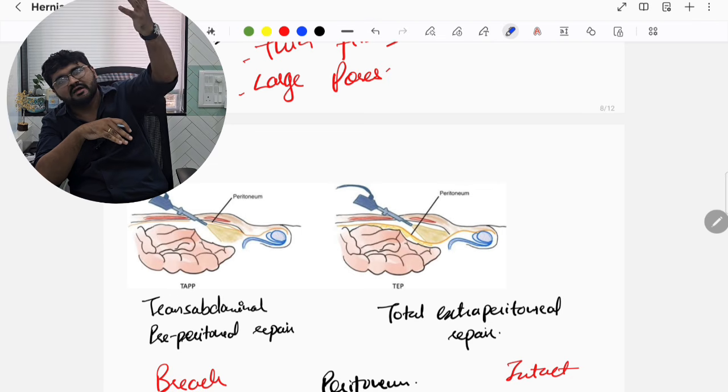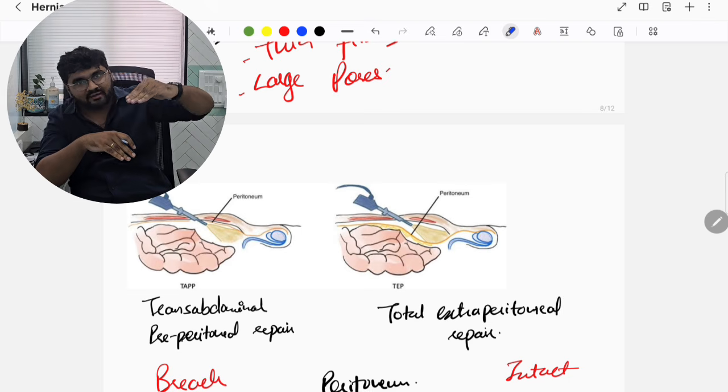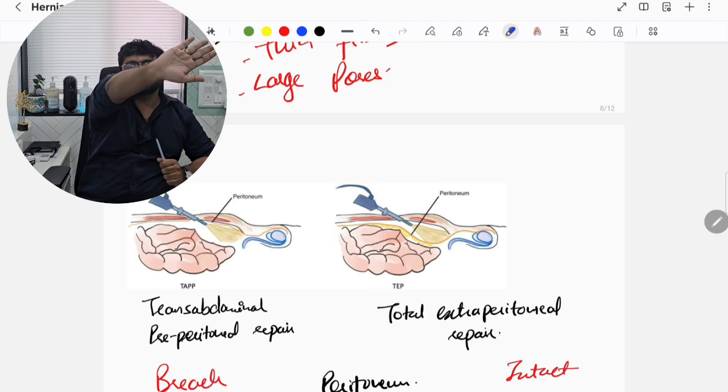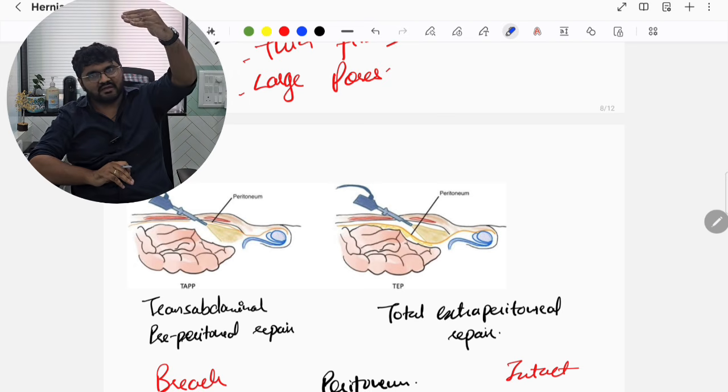Open inguinal hernia, you are putting the mesh anterior to the fascia transversalis. So that was your anterior repair. This is your posterior repair. Okay, so you have reinforced the mesh, and now I will again suture the reflected peritoneum.